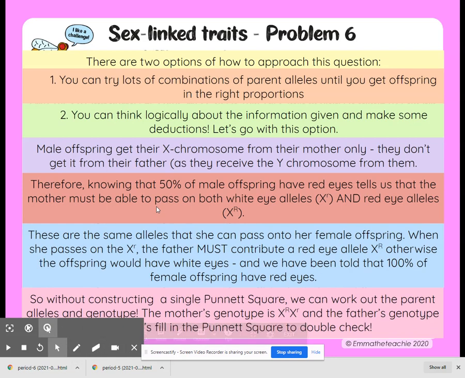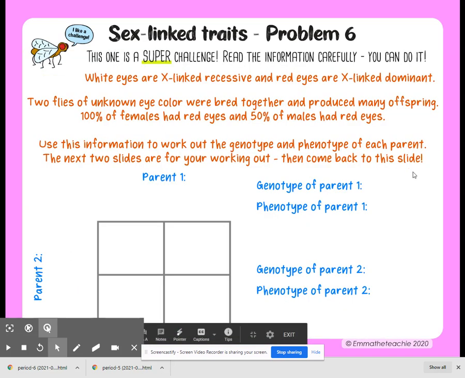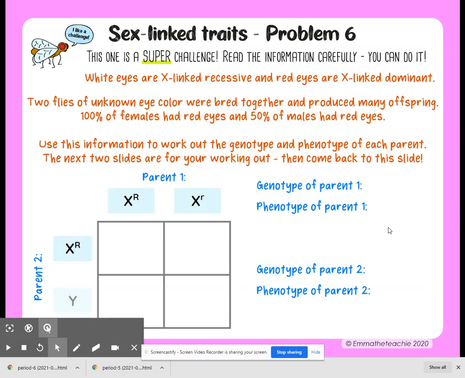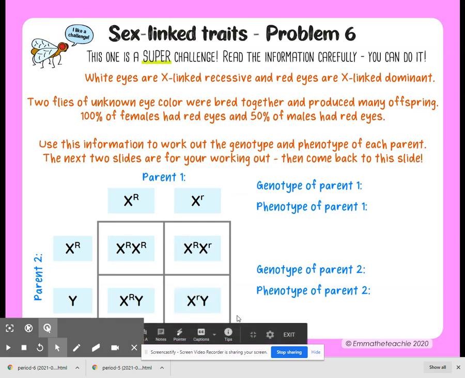I'll show you on the Punnett square here. Let's go look at the Punnett square. Okay, so here's our Punnett square. We're going to put in what the parents could look like, and here's what the offspring are.